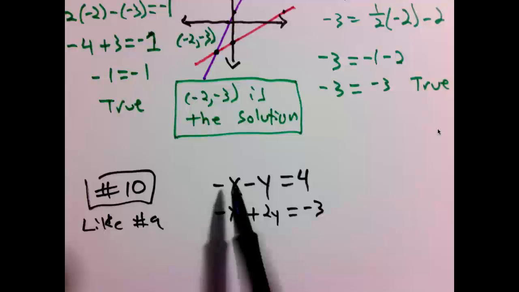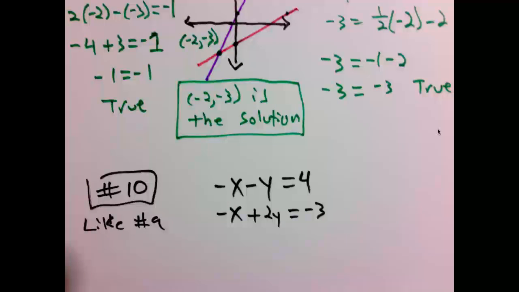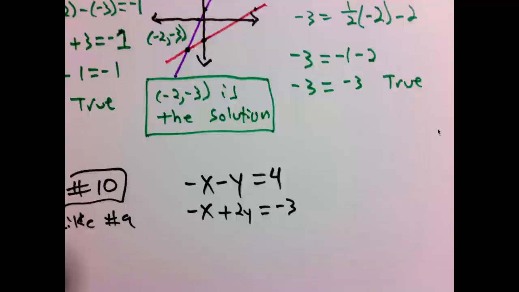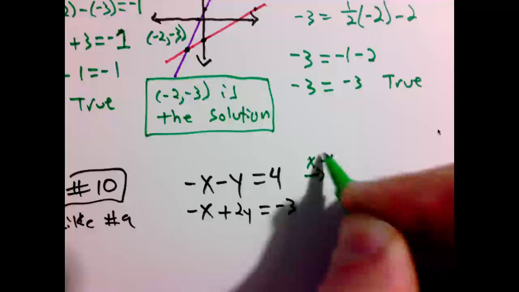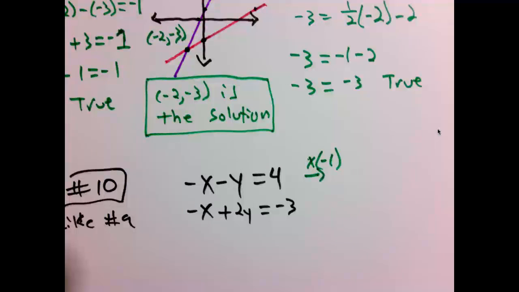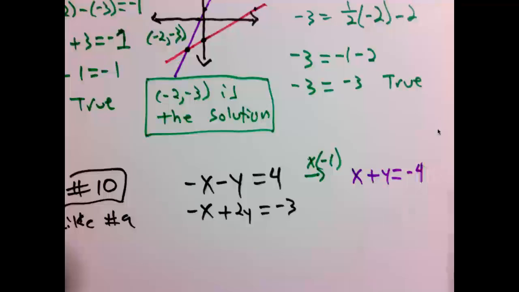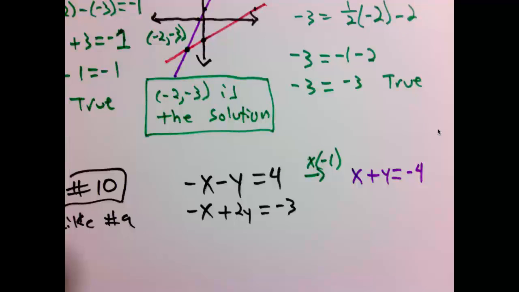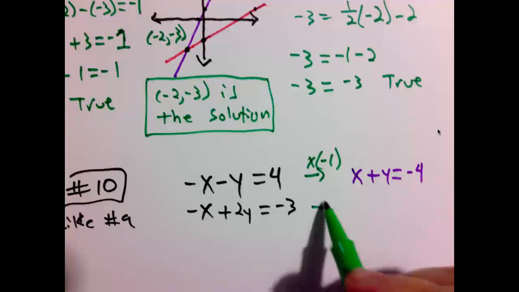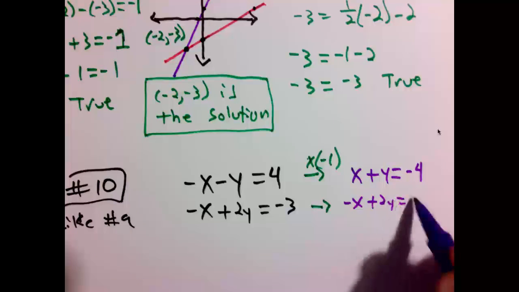We're looking for additive inverses. That is two terms that will sum to 0. We almost have that here. We have negative x and negative x. If we multiply the entire top equation by a negative 1, we yield this new equation: x plus y equals negative 4. Notice all of the signs change because I multiplied by negative 1. Leaving the bottom equation the same: negative x plus 2y equals negative 3.